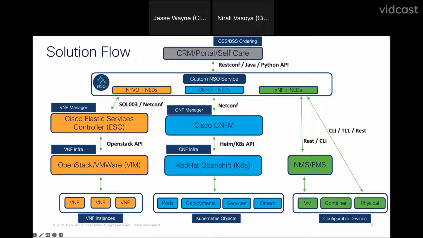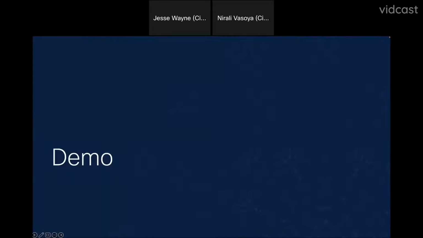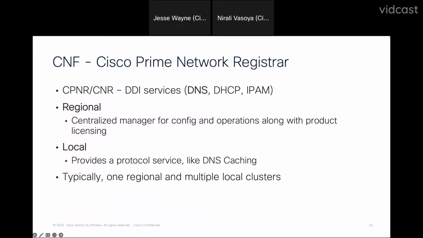Now, let's get into the demo part. So what we are going to see here today is a CNF. It's a real CNF, which is Cisco Prime Network Registrar. CPNR has primarily three types of services in container world: DNS, DHCP, and IPAM. Our focus is going to be on the DNS service today.